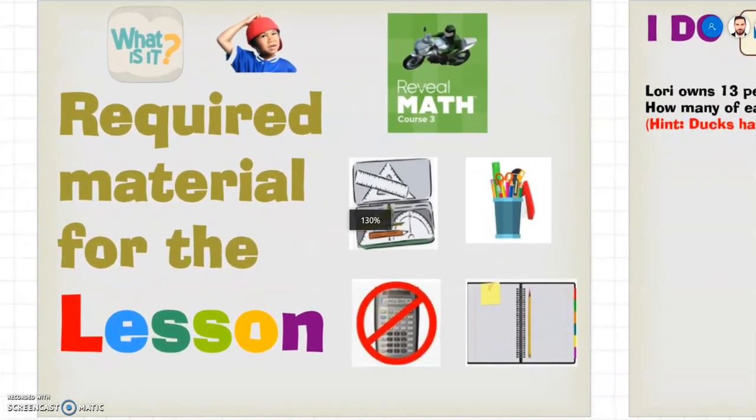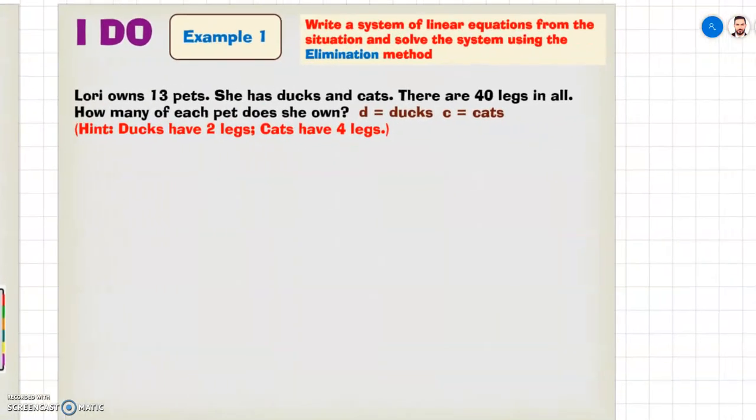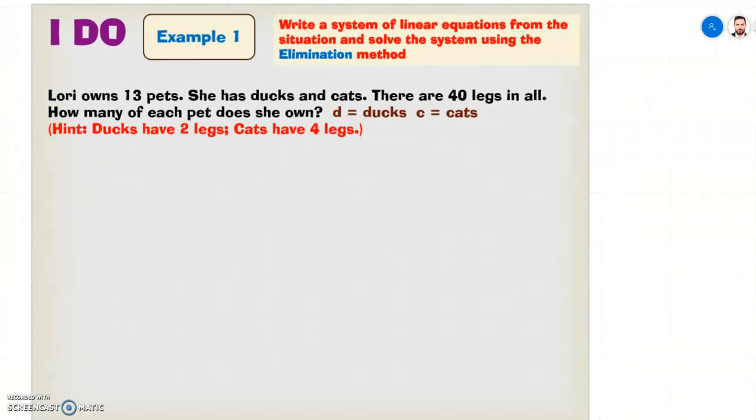Before we start, the required materials for this lesson are your textbook, your math tools, and your notebook. Calculator is not allowed. As usual, we have the I do questions, so let's read it. Write a system of linear equations from the situations given and solve the system using the elimination method. So we are going to use the elimination method to solve.